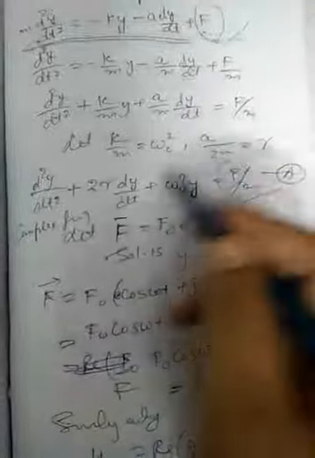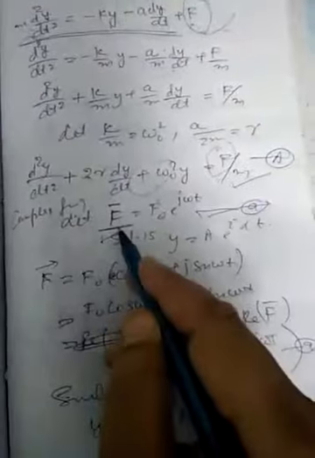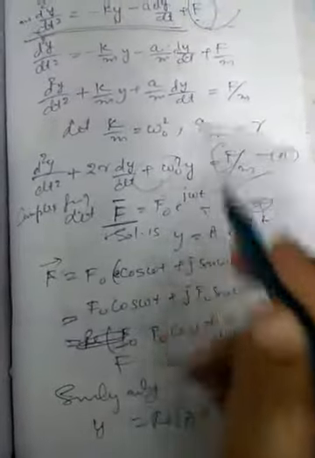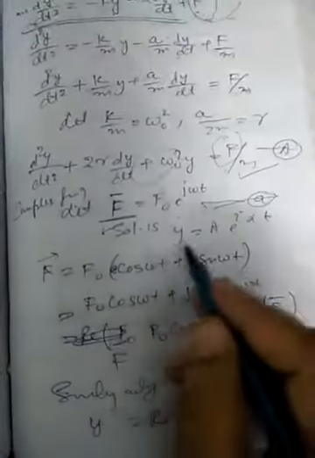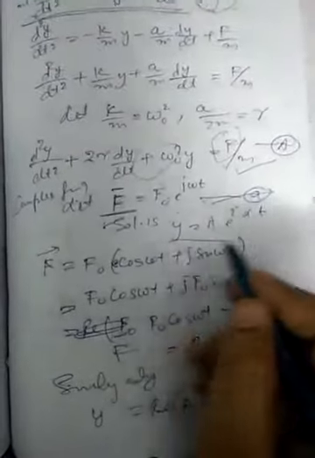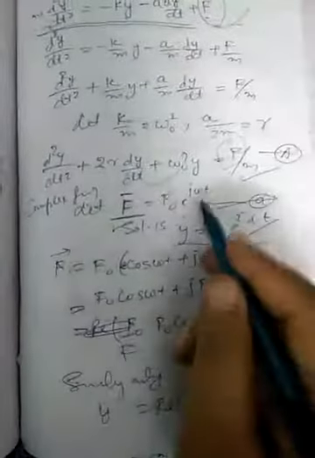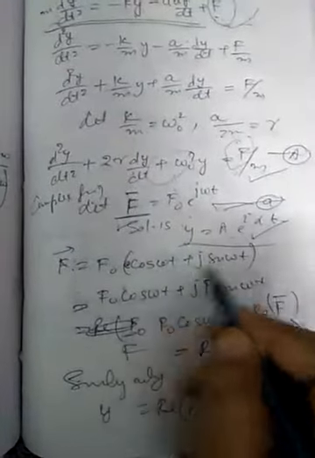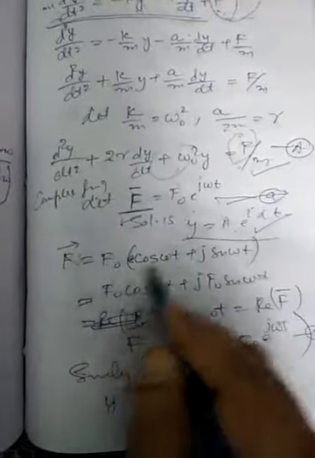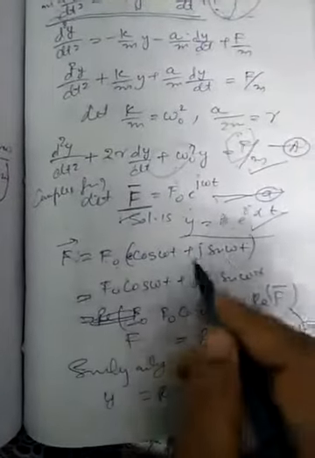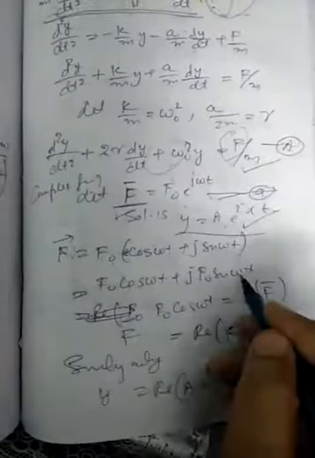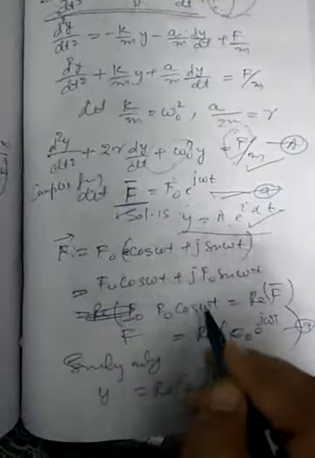We solve for y as well as for f. Let us say the solution for f is f equal to f naught e raised to i omega t. It is a complex term. And for the solution of y, y is equal to a e raised to i alpha t. Now we know that e raised to i omega t can be written as cos omega t plus i sin omega t. So multiplying with f naught, it will be f naught cos omega t plus i f naught sin omega t.